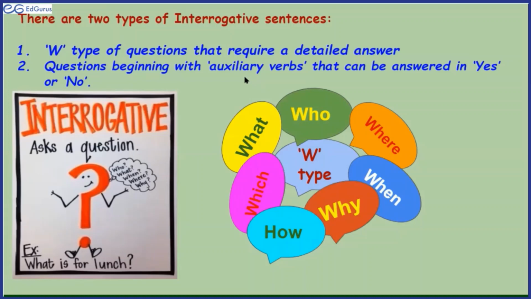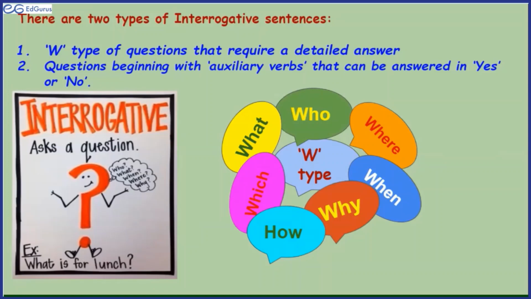Now there is another second type of questions. The second type are those questions which begin with auxiliary verbs, or in simpler words, helping verbs, that can be answered in yes or no. For example, I say, did you go to school yesterday? Have you completed your project? Are you going to see the function? Right?